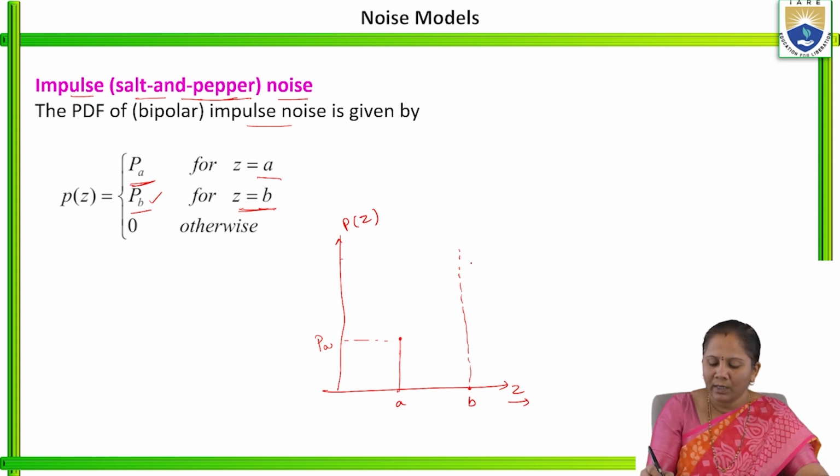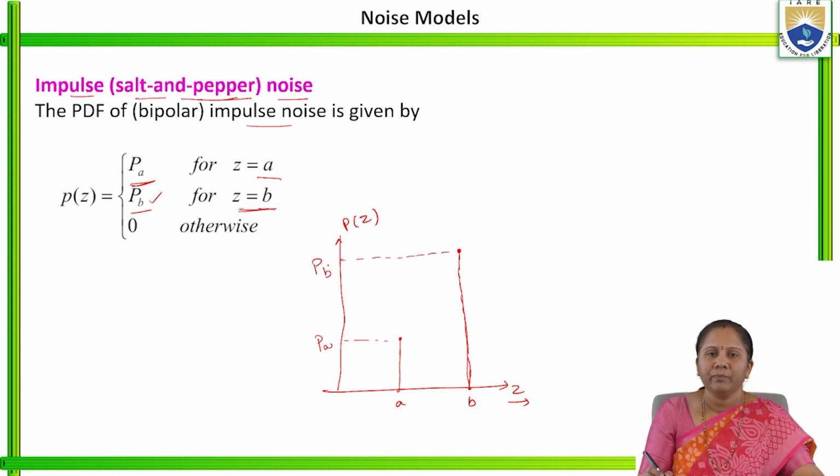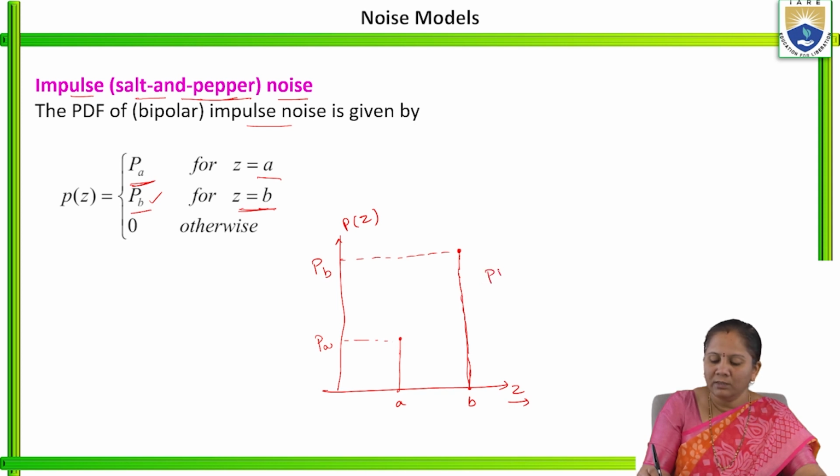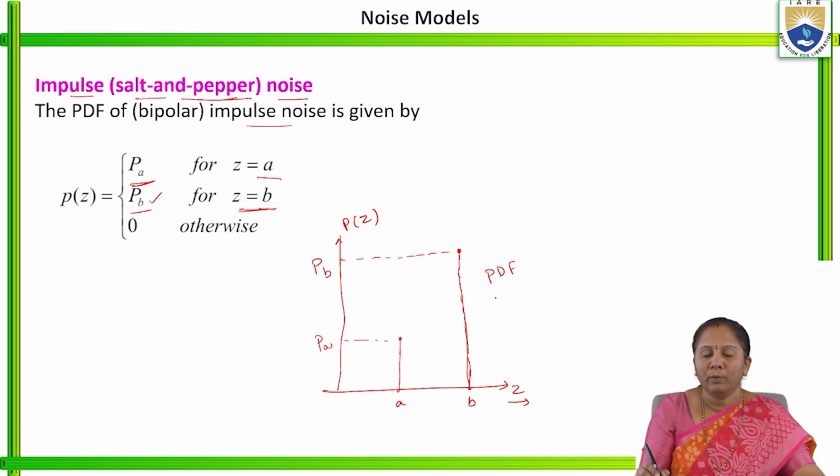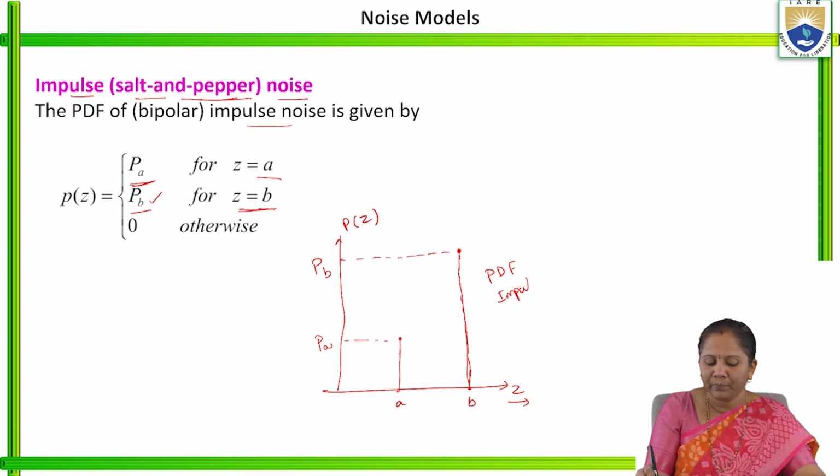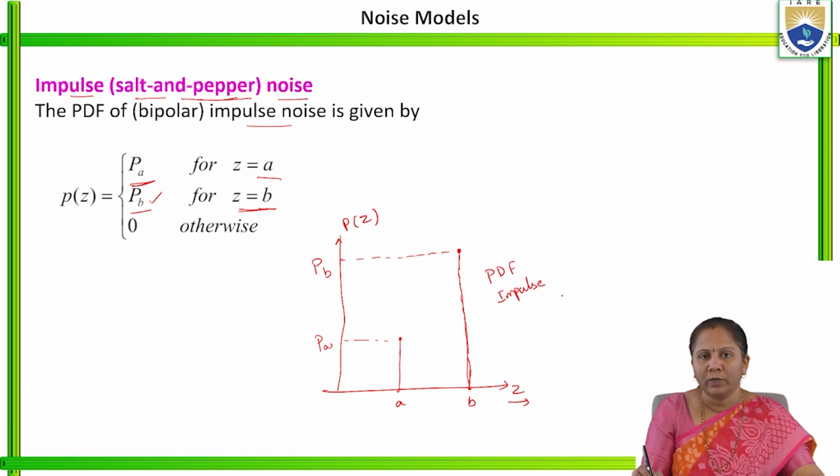So here consider, this is an impulse, and its magnitude is PB. Okay. So this is the probability density function for the impulse noise model or salt and pepper noise model.